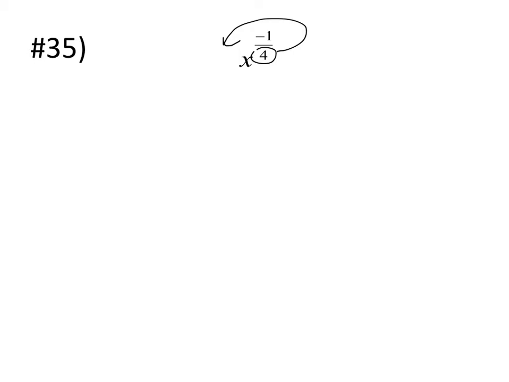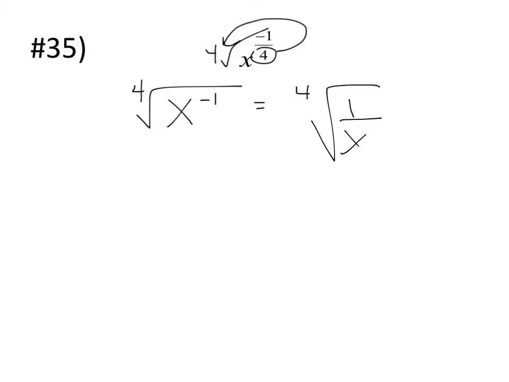Swing your denominator around front to make it your index. Add your radical. So it's the 4th root of x to the negative 1 power. Because you have a negative exponent, drop it like it's hot. 4th root of 1 over x. You can't take that any further. So you can just leave it like this.